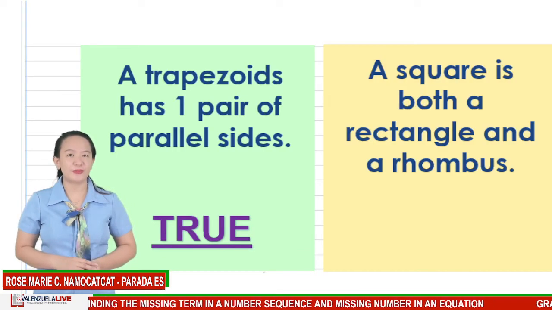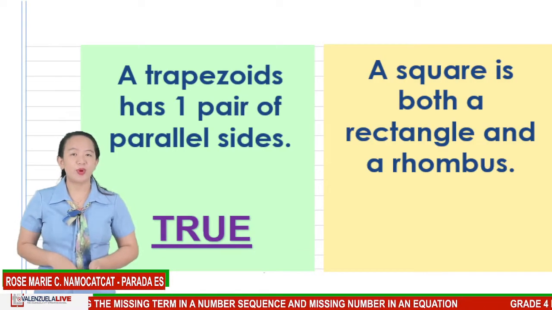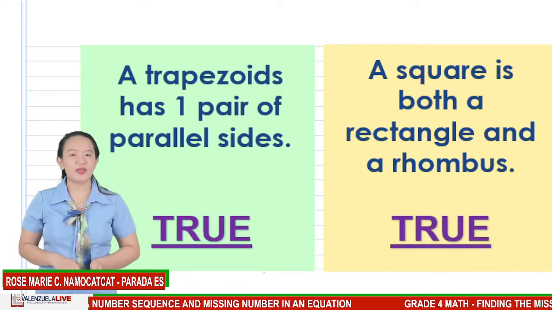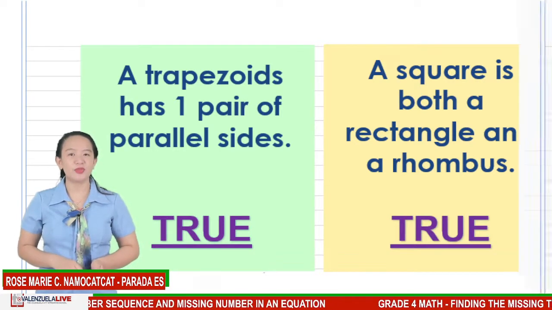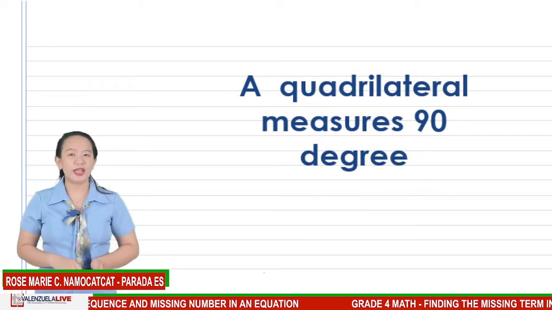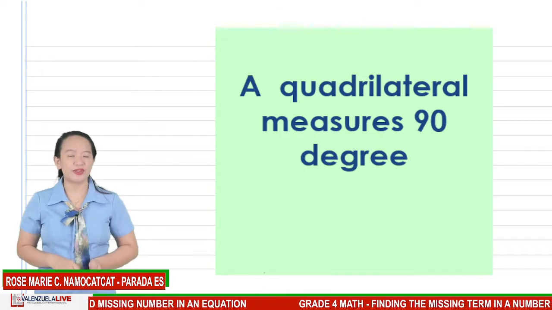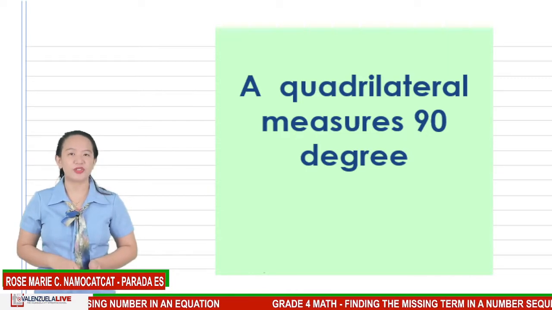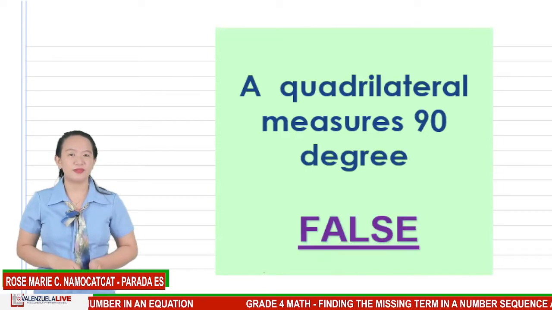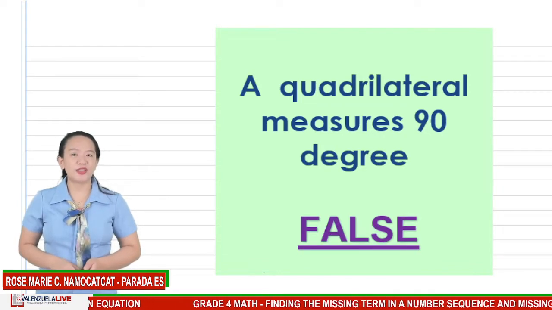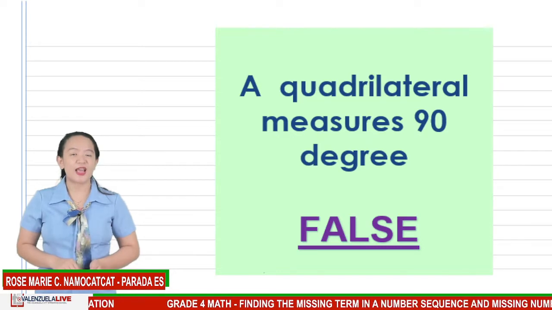For number 4, a square is both a rectangle and a rhombus. Is it true or false? Okay, great job. It is true. And for the last one, a quadrilateral measures 90 degrees. Is it true or false? False. Okay, very good. It really shows that you understand your lessons last week.